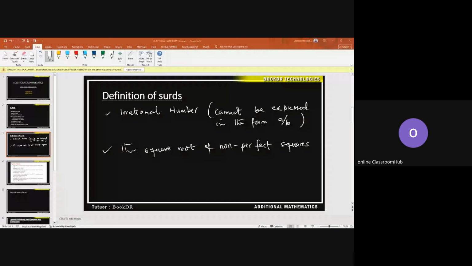For example, the square root of 4 is 2. The square root of 4 will yield 2. So this is not a surd. The square root of 100 will yield what? Who can tell me the square root of 100? What is the square root of 100?